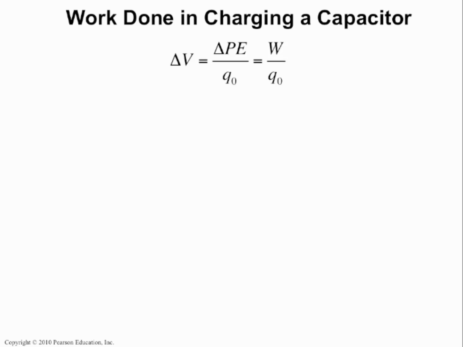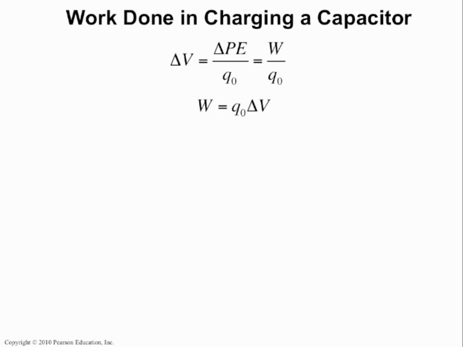Recall that ΔV = ΔPE/Q₀, and that equals W/Q₀, or work over Q₀. We already know that from the last section. We're going to think of Q₀ as the little bitty charges that are getting deposited on a capacitor plate until the overall charge of big Q is reached. So the work for each of these little charges is Q₀ΔV.